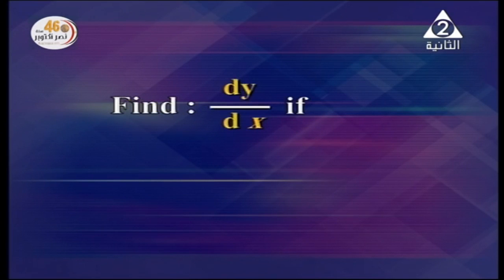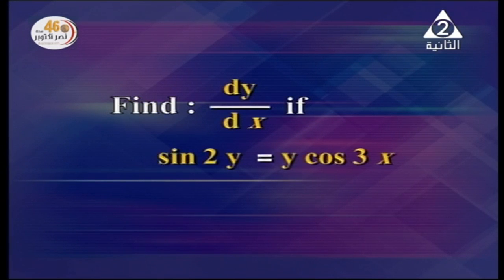Another example. Find dy over dx if sine 2y equals y cosine 3x. My dear student, we have on the left-hand side sine 2y and on the right-hand side y cosine 3x. What is the derivative of sine 2y? Yes, my dear student, sine its derivative is cosine 2y dy over dx.